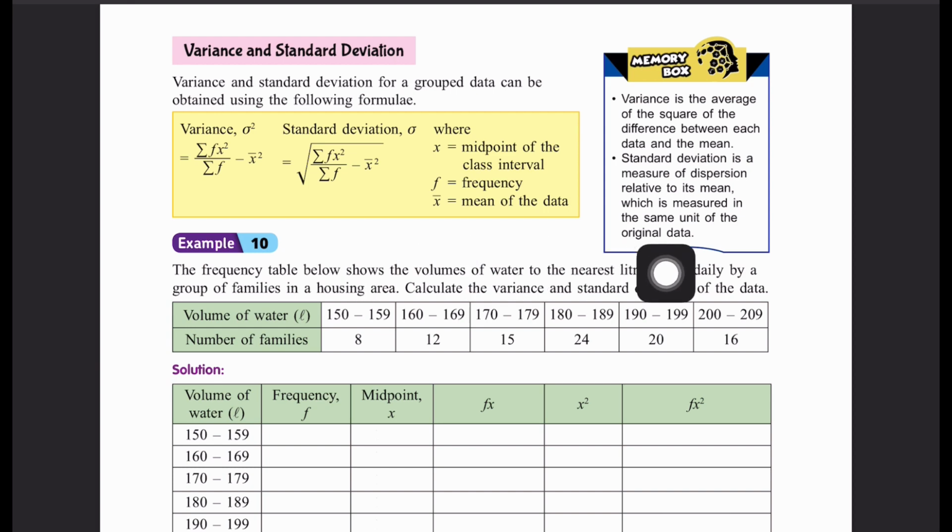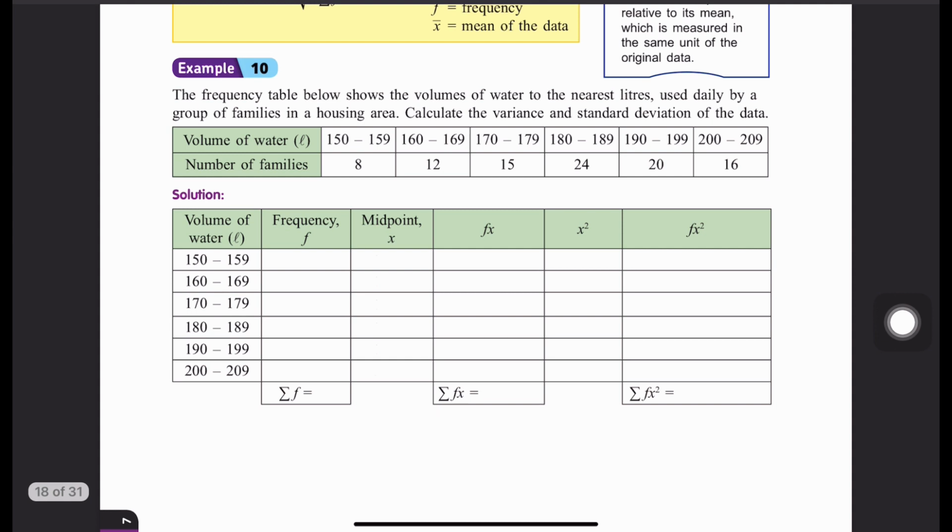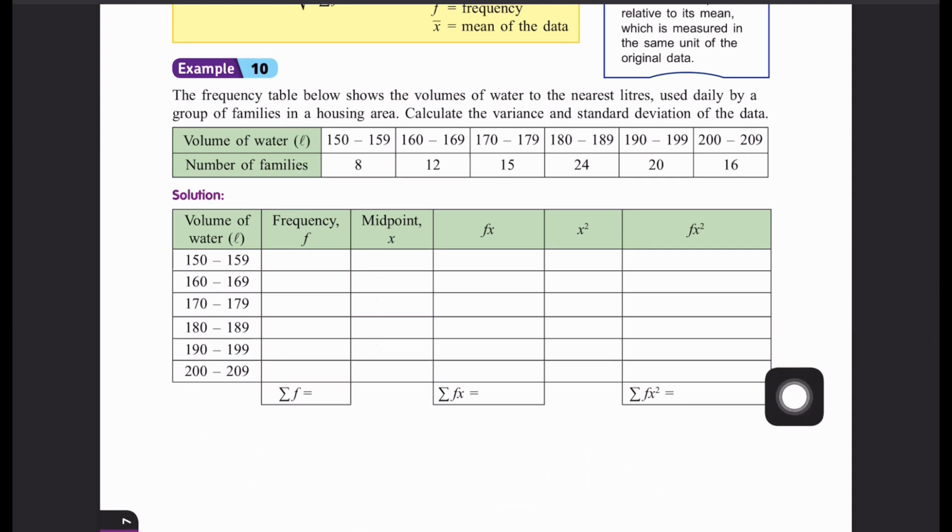As usual, we have the frequency table. We convert it into this type of table so that it is easier to calculate the variance and standard deviation. We add fx, x square and f times x square, where f is frequency and x is midpoint. This is f times x, just multiply these two. Next, x square, we square the midpoint. Next, f times x square, frequency times x square. So we do it one by one.